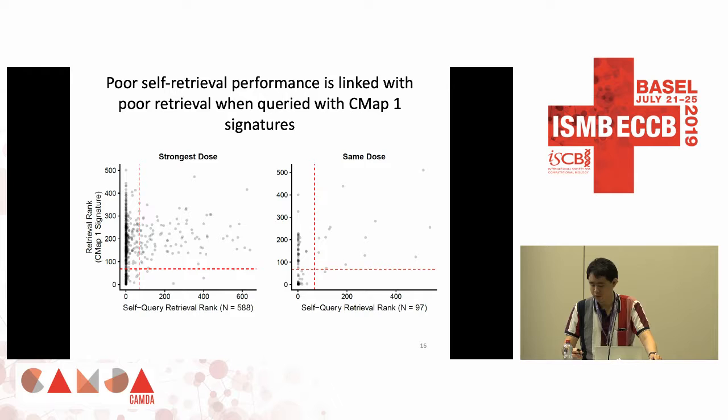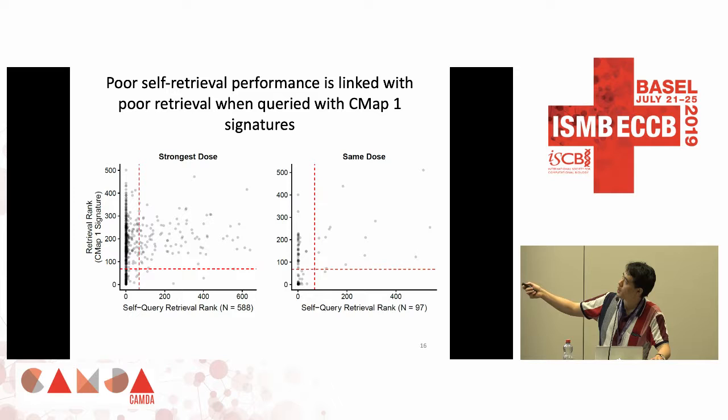Now recall the 17% earlier that I said did not make the mark in the positive control. Here I'm showing two scatter plots. This is from the first histogram, and this is from the second histogram. Either of them is pretty much the same. The red dotted line here indicates the top 10%. We can see that there's a fair number of compounds where CMAP2 has a hard time retrieving it, and that's indicated on the right-hand side of the red line.